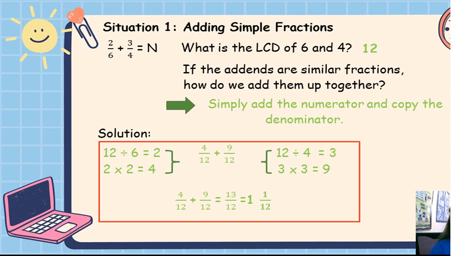Since this is already a similar fraction, we can now perform the indicated operation. So, just add the numerators. We have 4 plus 9, that is 13. Then copy the denominator. The answer is 13/12, or simplify your answer into lowest terms. The final answer will be 1 and 1/12.